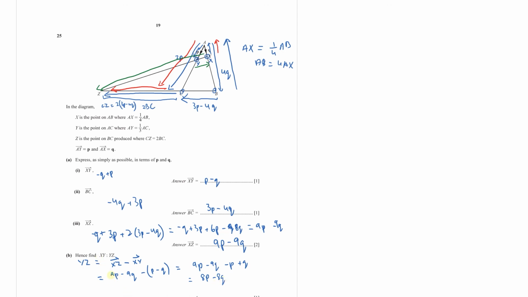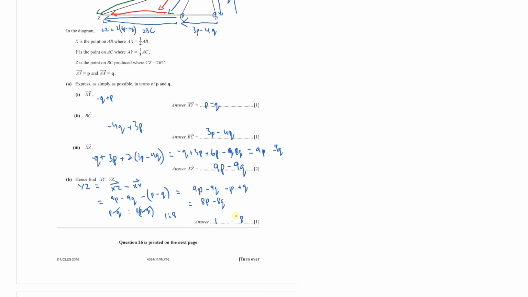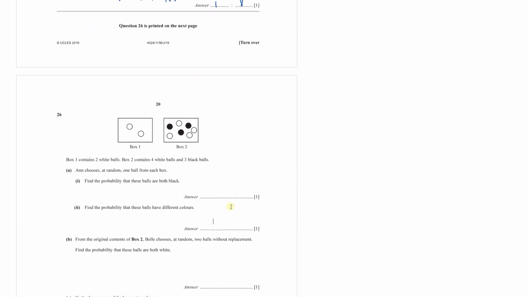Now if you find the ratio xy to yz, xy is p minus q, and yz is 8p minus 8q. You can take the 8 common, and this becomes 8 into p minus q. You can cancel this p minus q with this p minus q, and you get 1:8. So your answer would be 1:8. Let's move on to the next question.